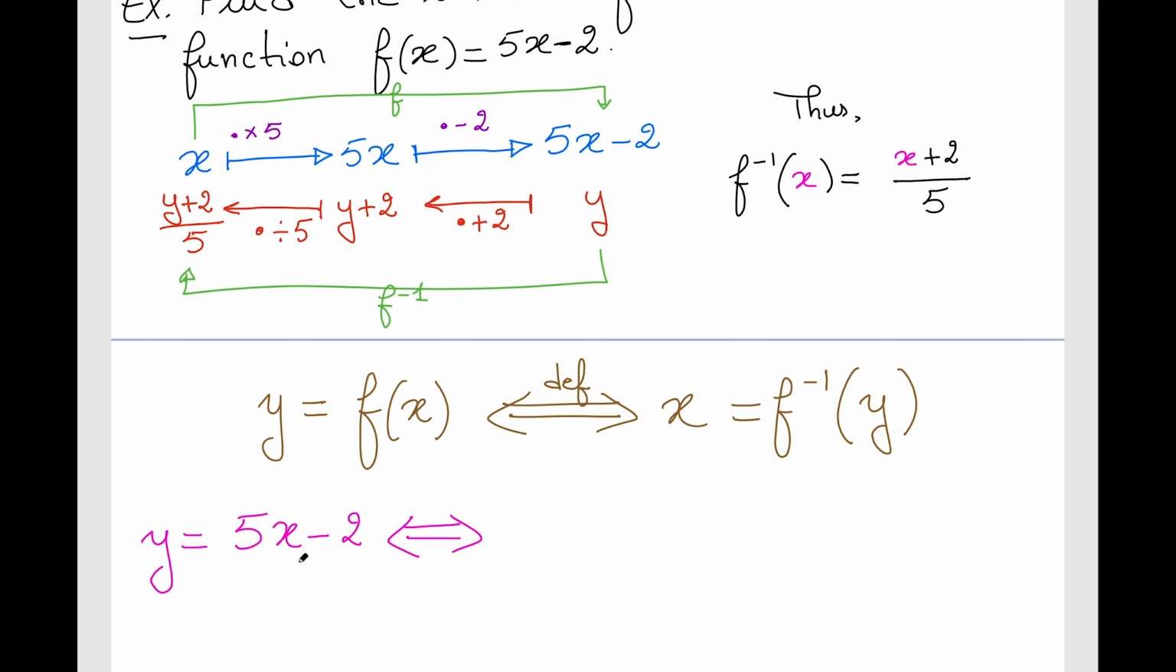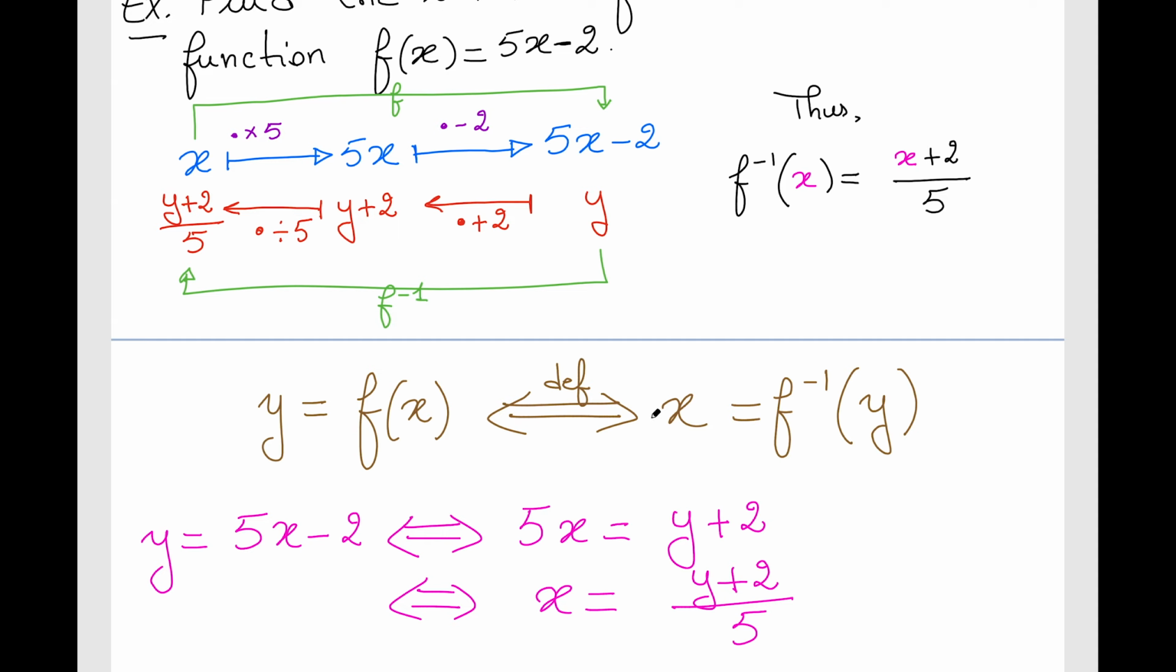Okay, so I'm solving for x. I'm going to add 2, and then I'm going to get 5x equals y plus 2. And then in order to solve for x, I want to divide by 5. Again, you are really undoing the action of multiplying by 5. So dividing by 5 amounts to writing x equals y plus 2 over 5. And then what this says is, if you are able to solve for x, then you got your hands on the inverse function. So this here is the inverse function, f inverse of y. That's the definition of the inverse function, f inverse, which is exactly as we found before.